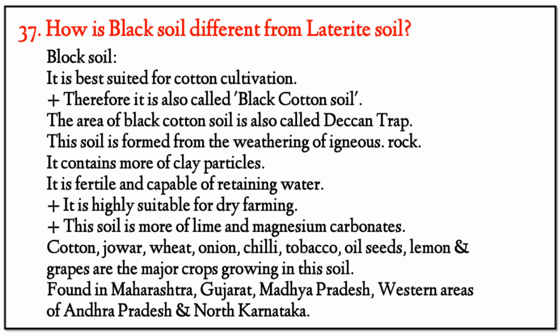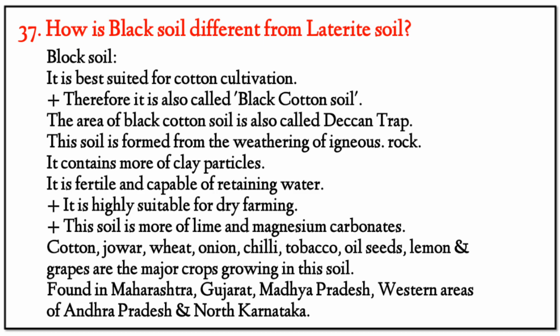Next, question number 37. How is black soil different from laterite soil? Our answer: black soil. First, it is best suited for cotton cultivation. Therefore, it is called black cotton soil. Black cotton soil is also called Deccan trap, and this soil is formed from the weathering of igneous rocks and contains more clay particles.